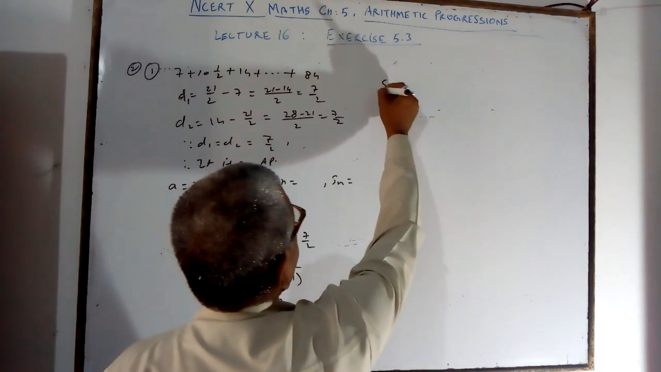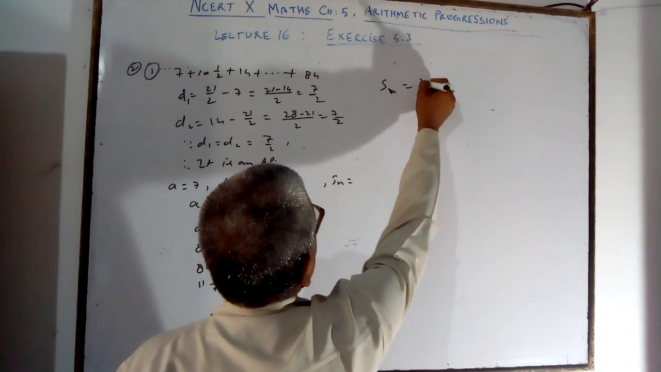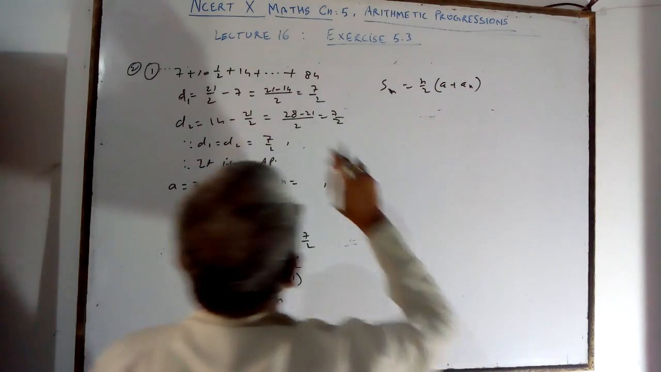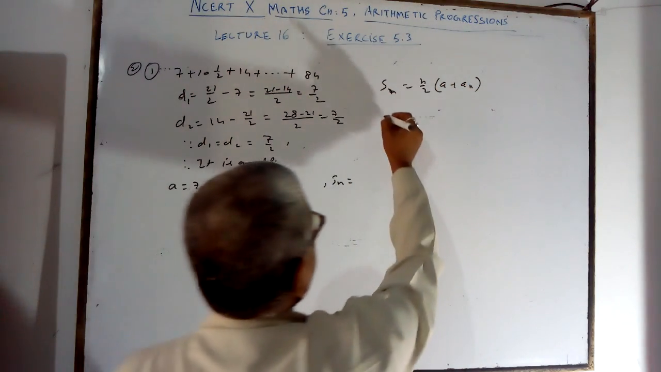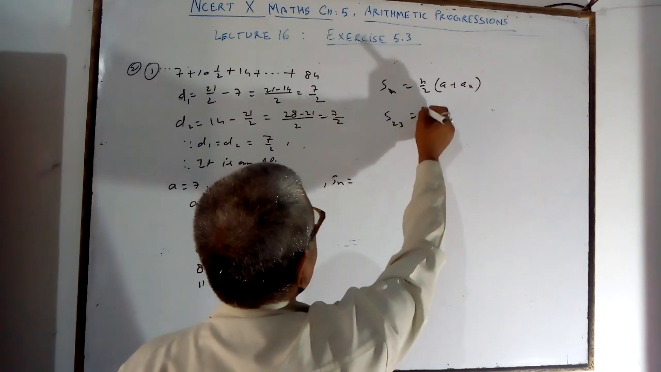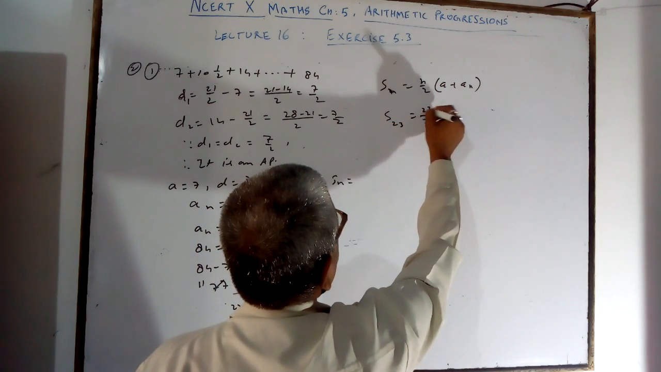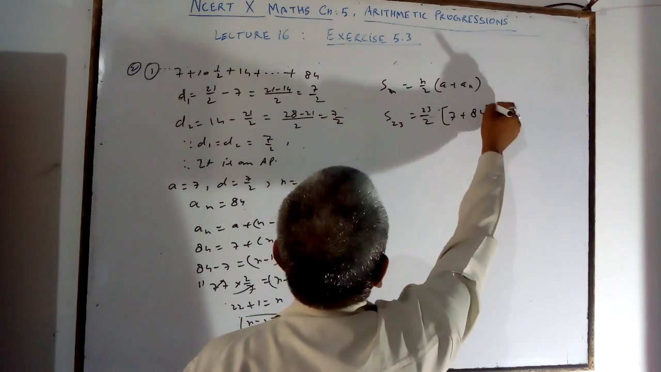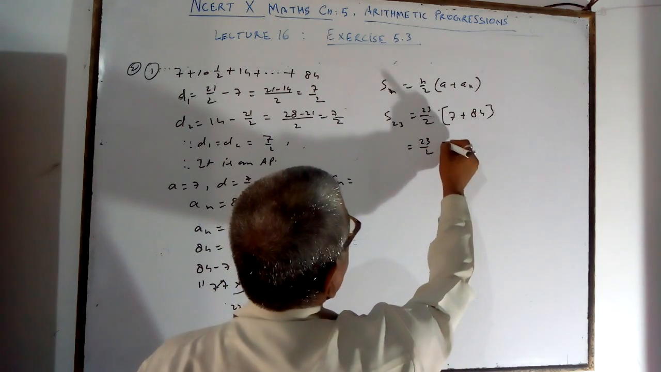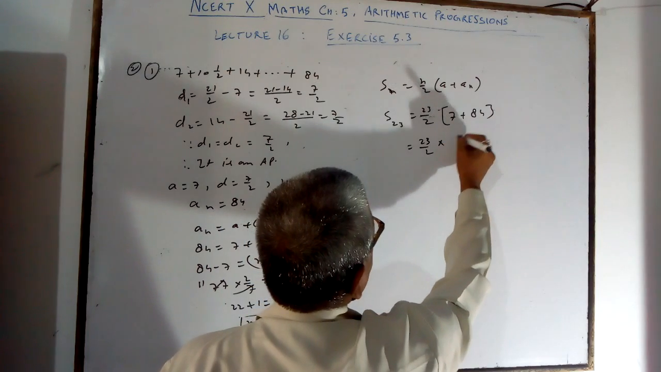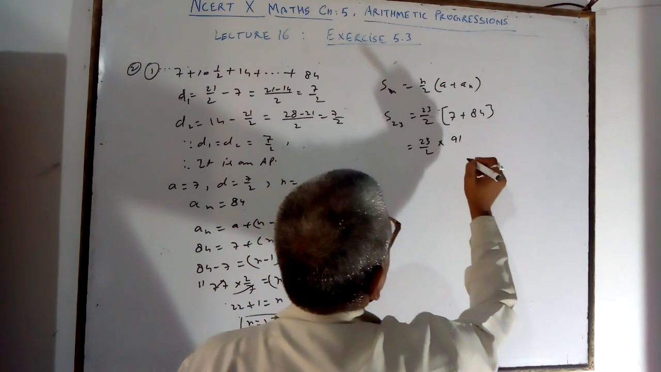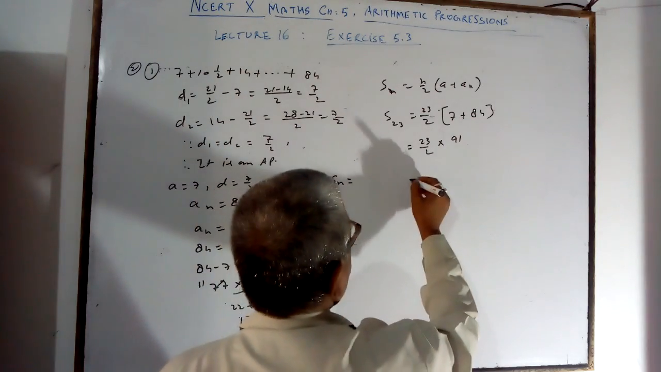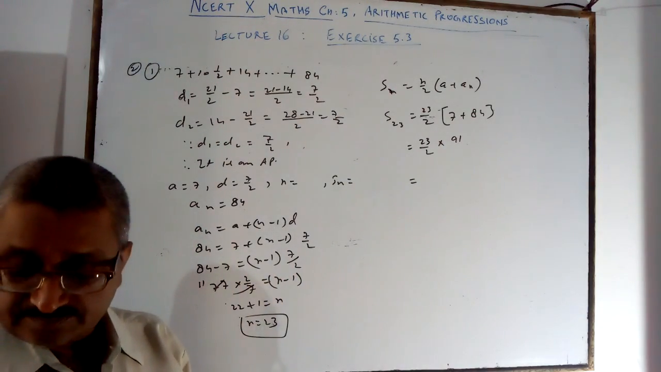So you find out S23. Sn is equal to n by 2 into a plus an, you can apply because the first and the last term are given. So S23 is equal to 23 by 2 into 7 plus 84. So 23 by 2 into 91, 7 plus 84, and then you multiply, you will get your answer.